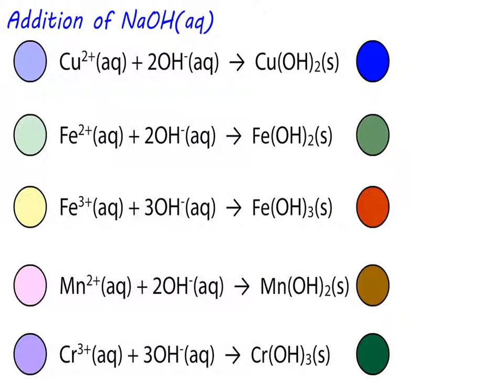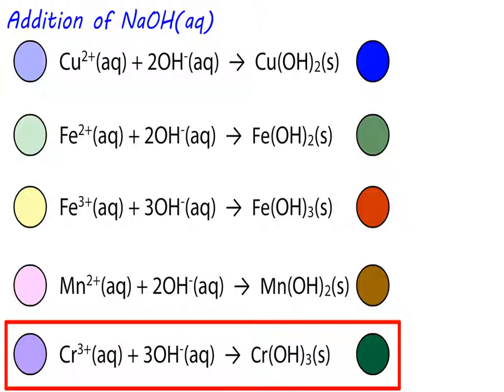So to summarise, all the ions initially form precipitates of hydroxides on addition of sodium hydroxide. On addition of further sodium hydroxide, only chromium 3 hydroxide dissolves.